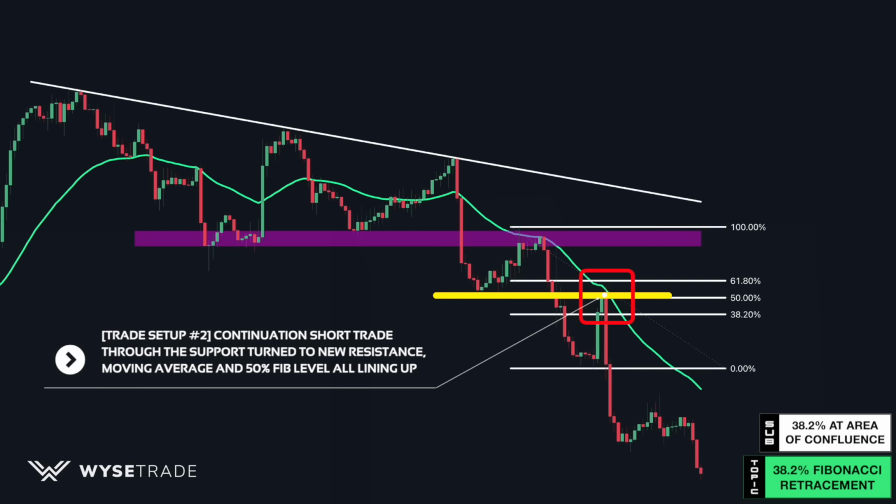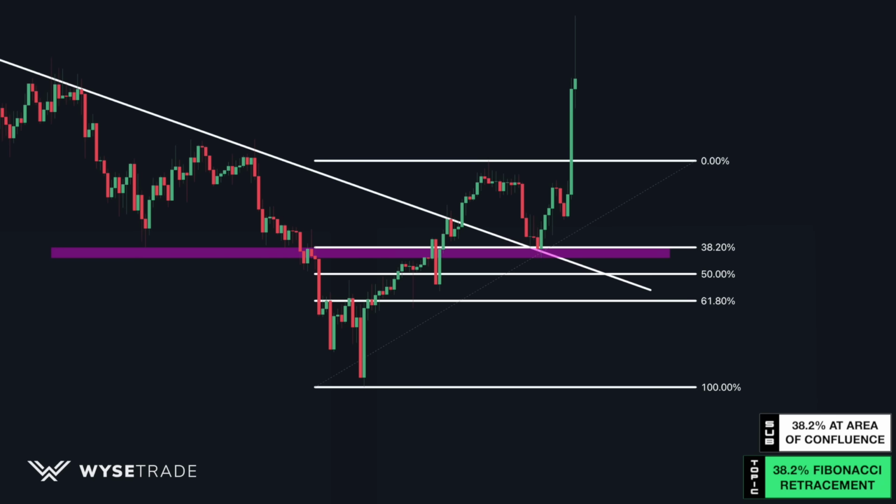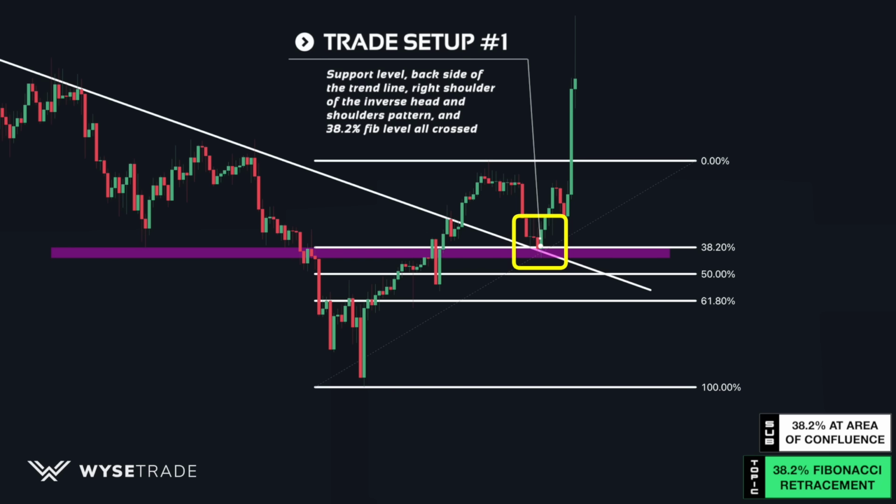Let's now go through a multi-time frame trade setup. Now, there were two trade setups we took on this asset. This here was the first trade setup, where the support level, backside of the trend line, right shoulder of the inverse head and shoulders pattern, and 38.2% fib level all crossed.